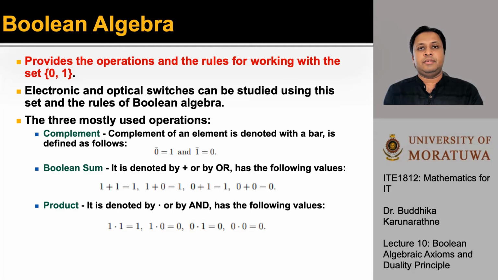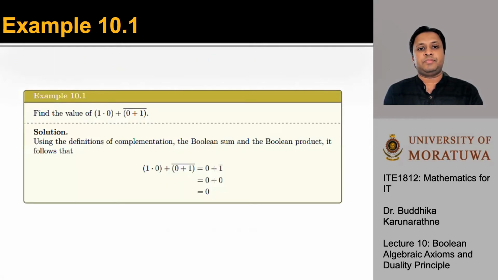So finally, we have the product. It is usually denoted by a dot, or simply by the word AND. So it denotes the AND logic. So 1.1 becomes 1, 1.0 is 0, 0.1 is 0, and 0.0 is also zero. So basically the behavior of an AND logic involving Boolean values.